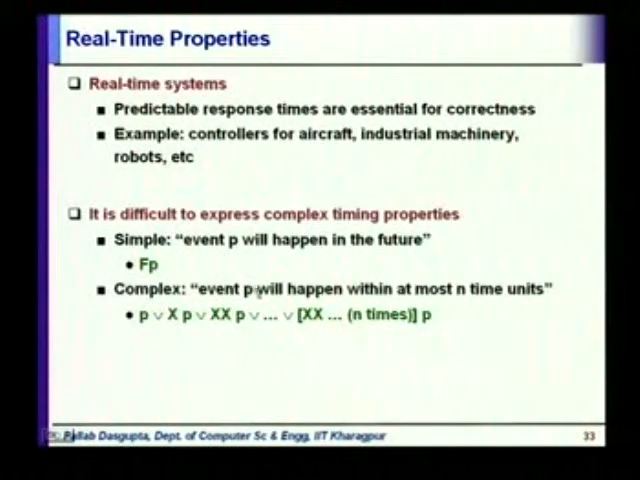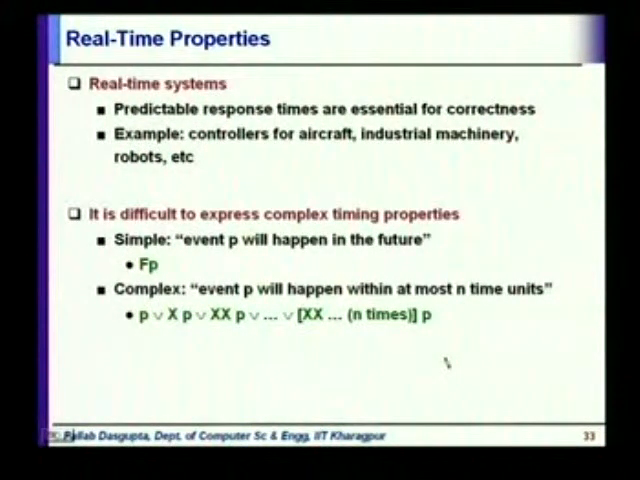So one option is that we use the X operator. Suppose instead of saying that event p will happen in the future, we want to say that event p will happen within at most n time units, we can write p or Xp or XXp or n times Xp. Now it is painful to write the property like this, particularly if your n is quite large.